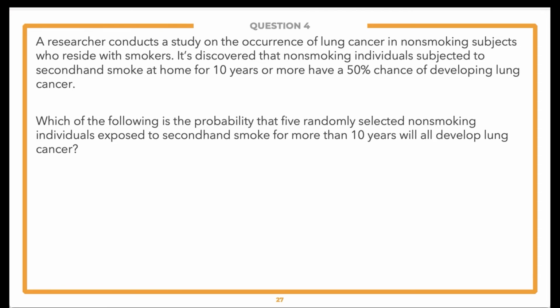A researcher conducts a study on the occurrence of lung cancer in non-smoking subjects who reside with smokers. It's discovered that non-smoking individuals subjected to secondhand smoke at home for 10 years or more have a 50% chance of developing lung cancer. So, which of the following is the probability that 5 randomly selected non-smoking individuals exposed to secondhand smoke for more than 10 years will all develop lung cancer? If you already know, you can start thinking about that math right now as I turn it over to Abraham.